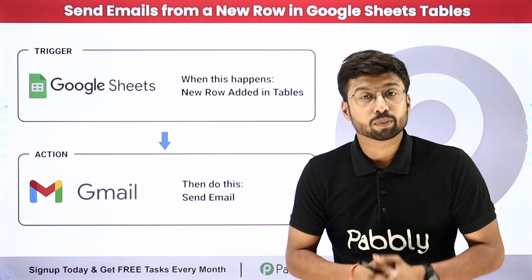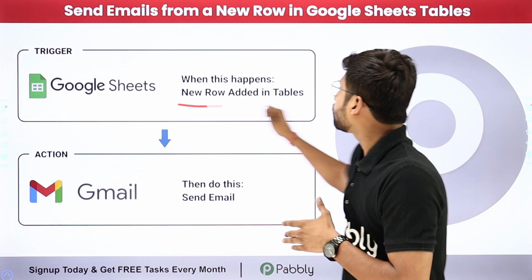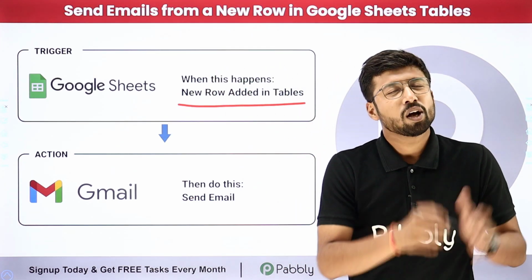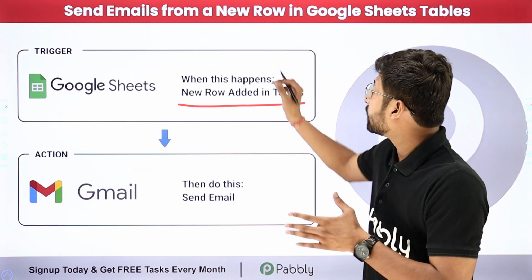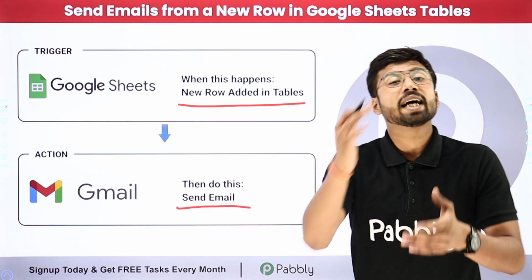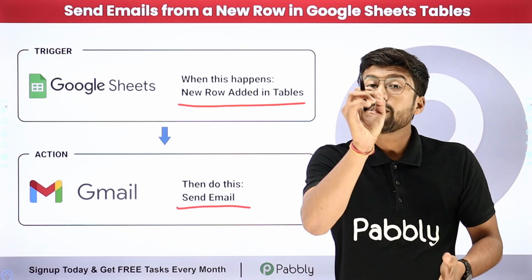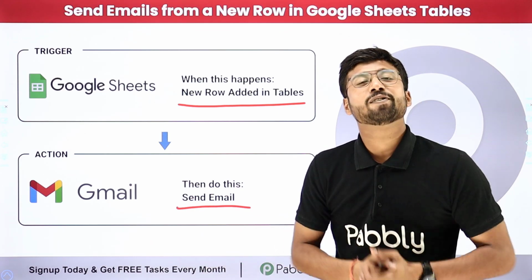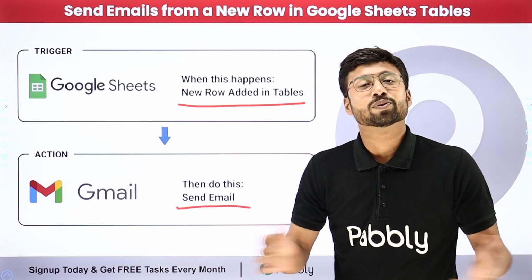And after setting up this automation, as we add a new row of data in our Google Sheets table, automatically the same data will be sent to my team members. The data of the same lead will be sent to my team members from my Gmail account as an email. So if you want to learn how you can set up this automation all by yourself, you just have to come with me to my screen.